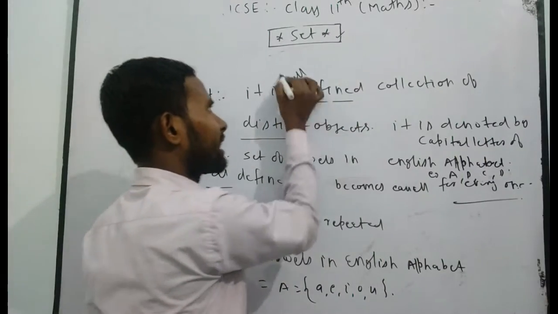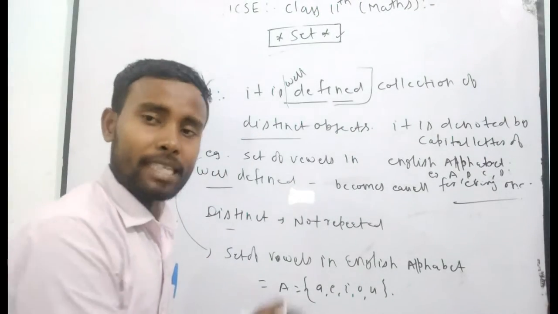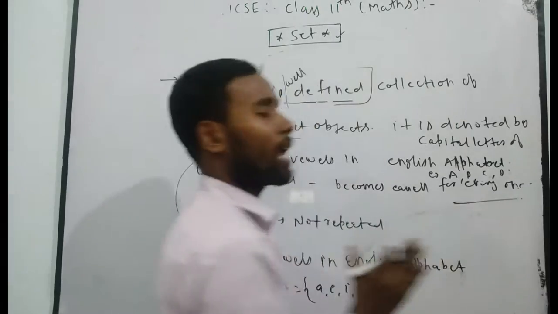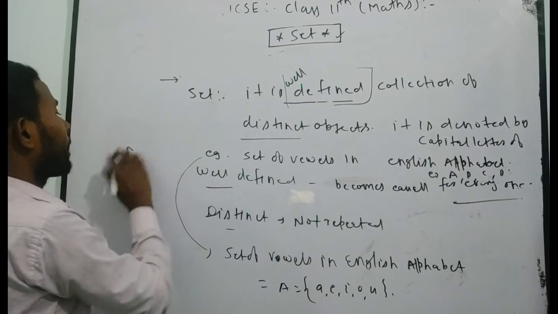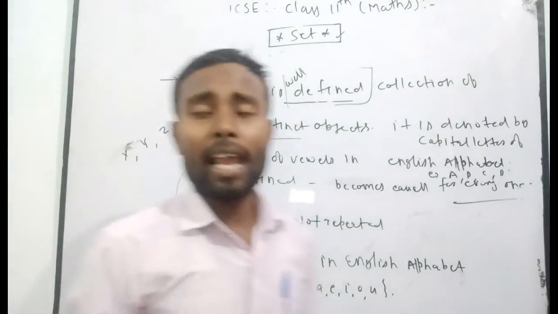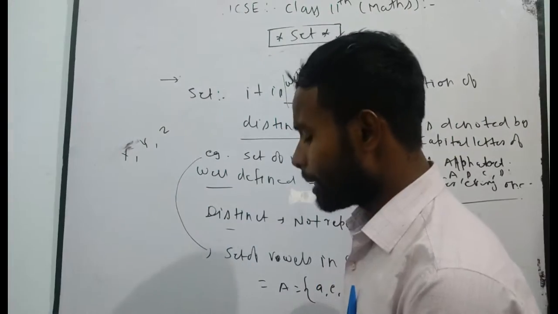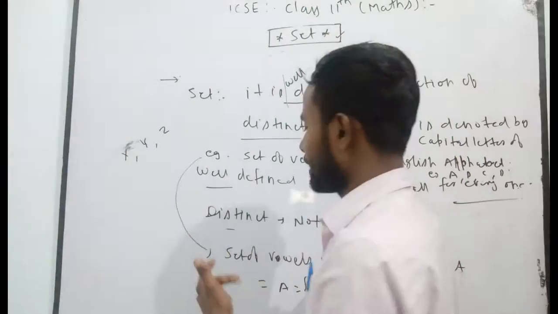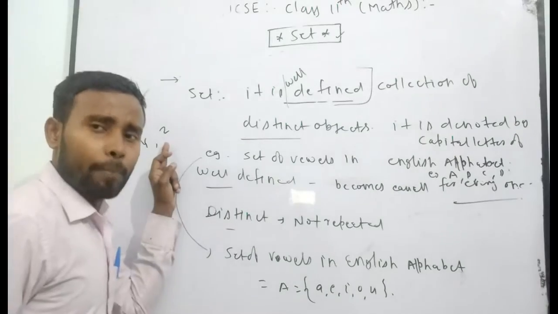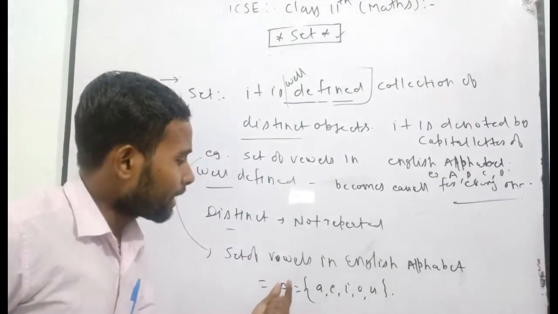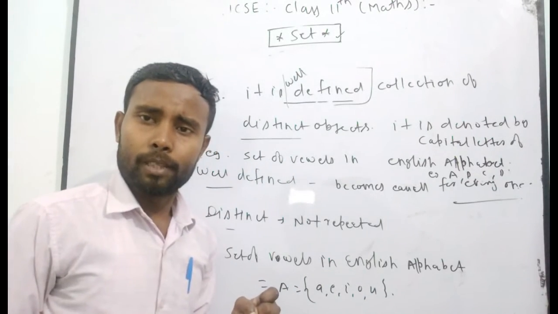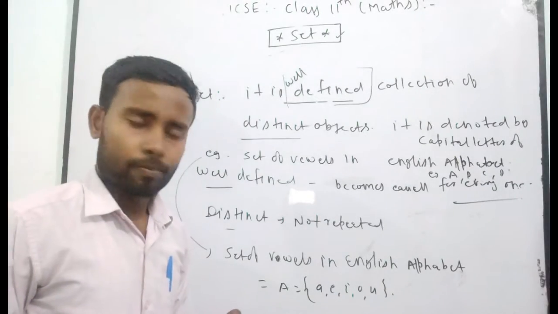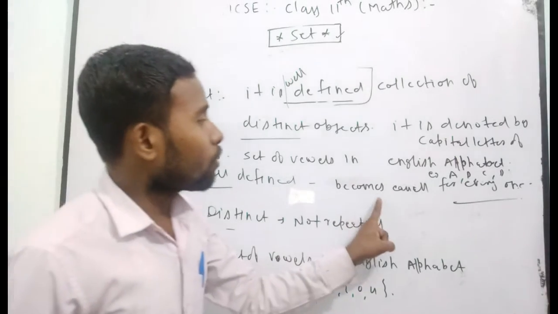Now, if you care about the definition, there are two terms, well defined and distinct. Is it a set or not? Firstly, see here, well defined means that it becomes equal for everyone. Suppose that there are three persons, X, Y and Z. And I have said to everyone, collect vowels of the English alphabet. Definitely X, Y and Z everyone will tell A, E, I, O, U. It becomes equal for everyone.